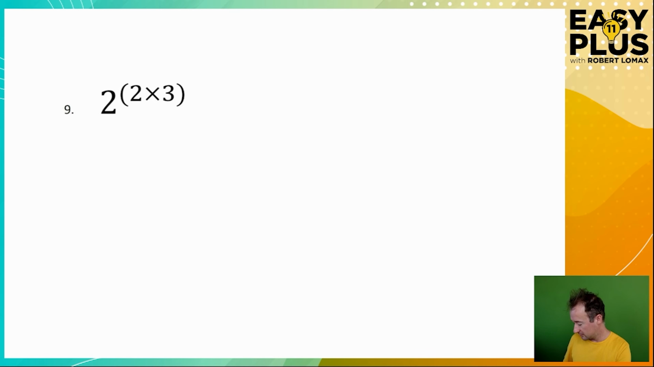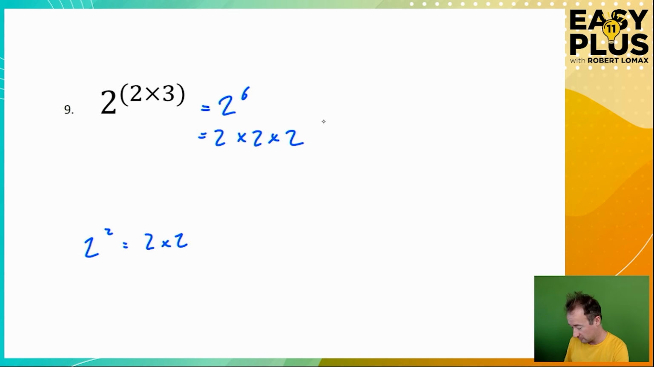So here you've got an example of indices, 2 to the power of something, but we've also got brackets, and in BIDMAS or BODMAS, brackets come first. So the first thing we need to solve is 2 times 3. So 2 to the 2 times 3 is 2 to the 6. What does 2 to the 6 mean? Well, 2 squared would mean 2 times 2. So 2 to the 6 equals 2 times 2 times 2, that's 2 to the 3, times 2 times 2 times 2. And that's 2 to the 6.